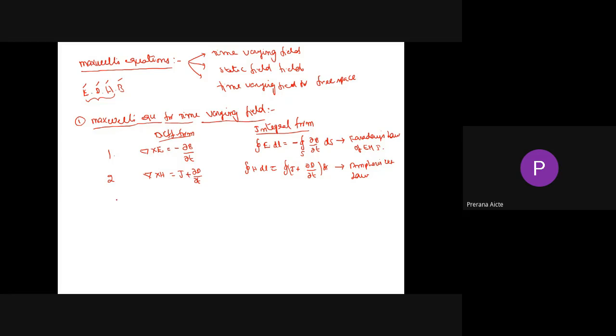And the third Maxwell equation of time varying field is del dot D equals rho v, or the closed integral of D dot dS equals the integral of rho v dv.